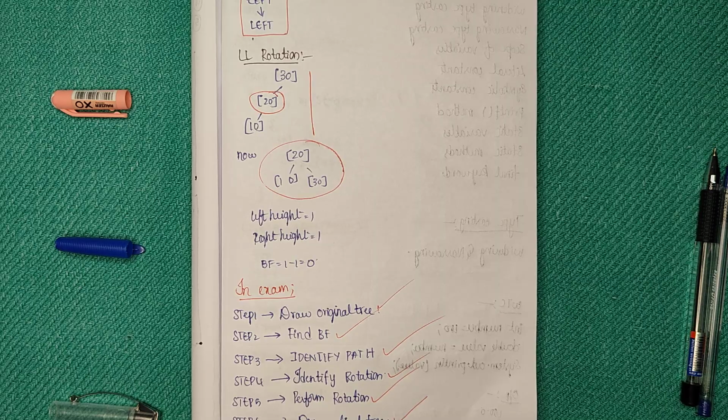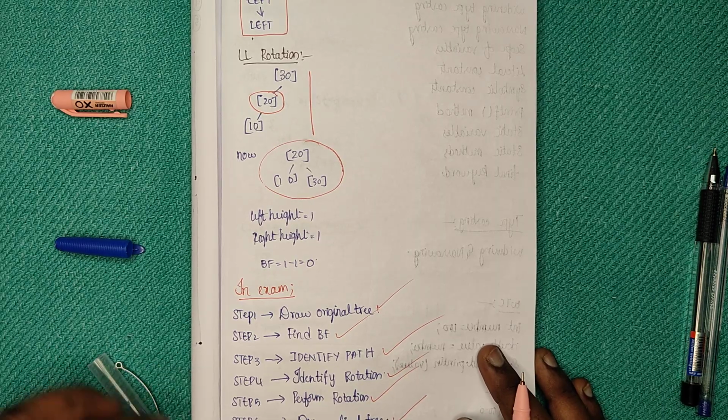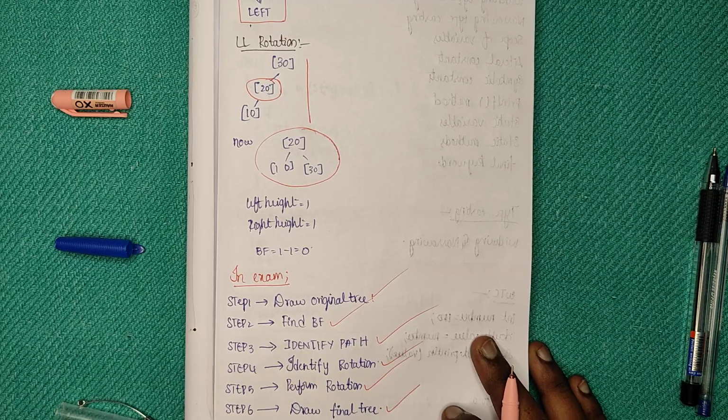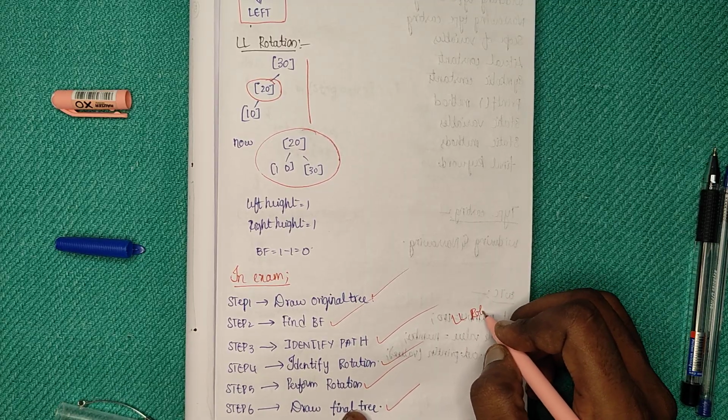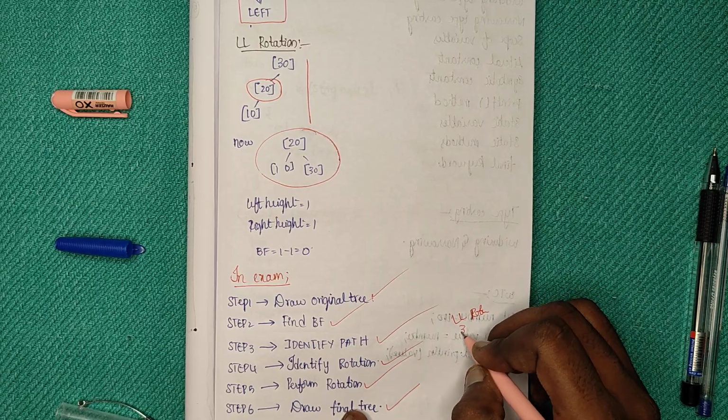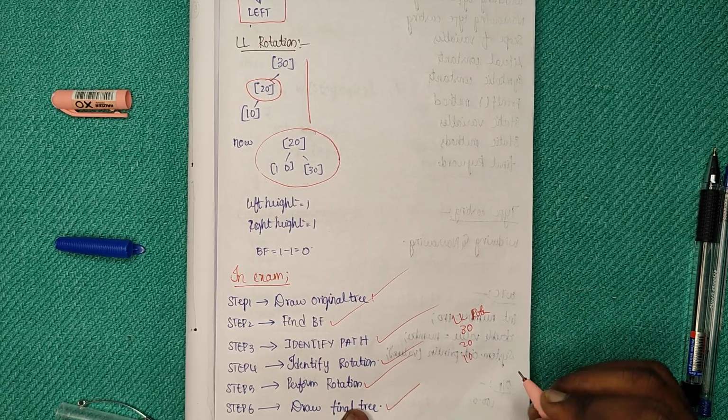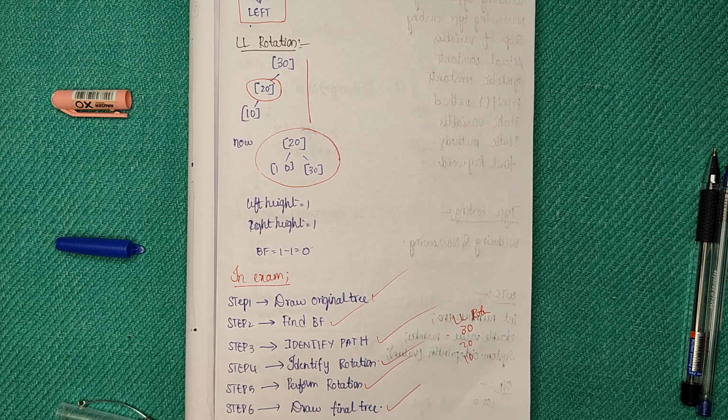For the examination, I am going to give you a question: perform LL rotation for 30, 20 and 10. Solve it once again, so that you see it twice. Never guess the rotation, don't calculate the balance factor blindly, don't forget the BST property, and don't make the root node wrong.